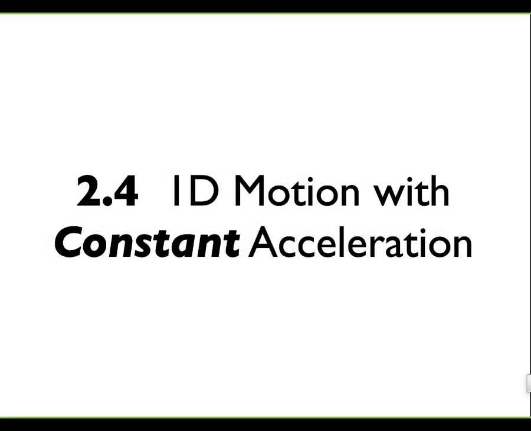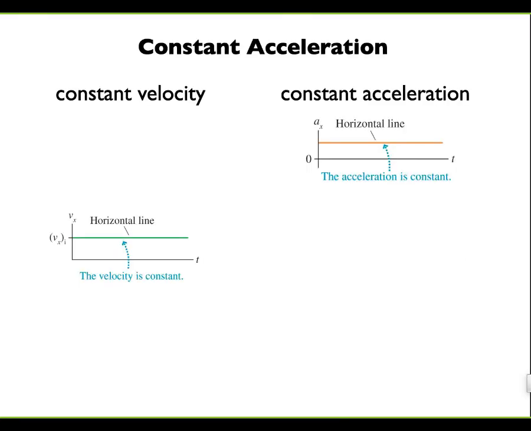Okay, so we're talking about one-dimensional motion, but now with constant acceleration. And remember, we talked about other constants. I'm going to turn this off. So remember, if we have constant velocity, what does that tell us about our position? What shape is our position graph? Is it flat? Is it slanty? Is it curvy? Linear, right?